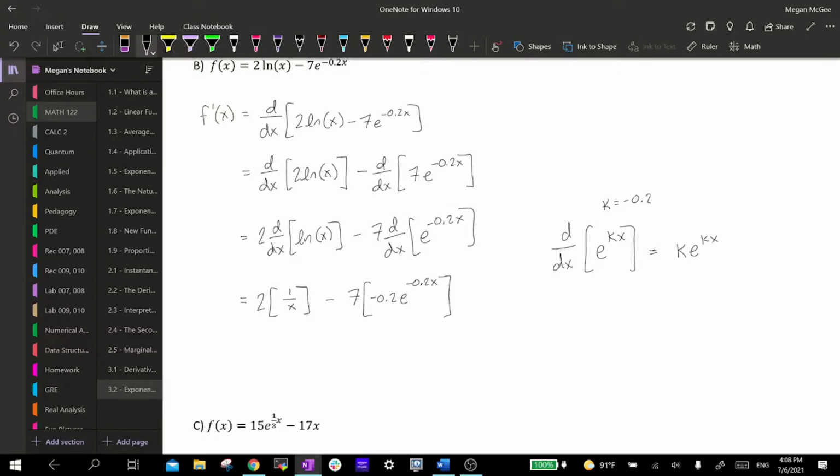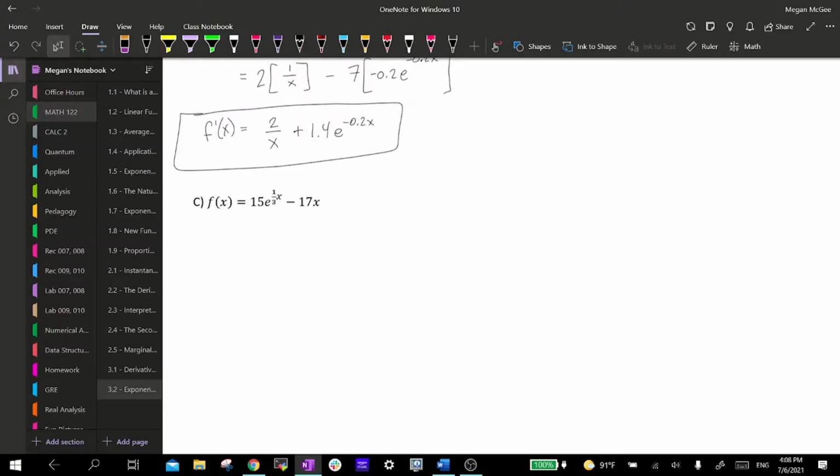Alright, so finally we can go ahead and drop all these brackets. So we have 2 over x, minus 7 times a negative 0.2, which is going to become a positive 1.4 e raised to the negative 0.2x. So this is our final answer.